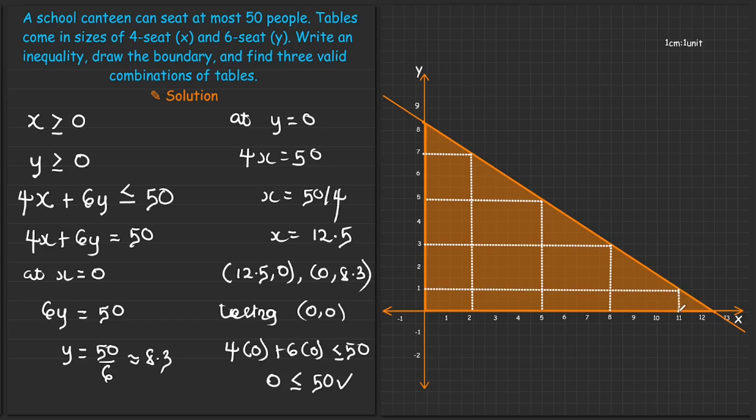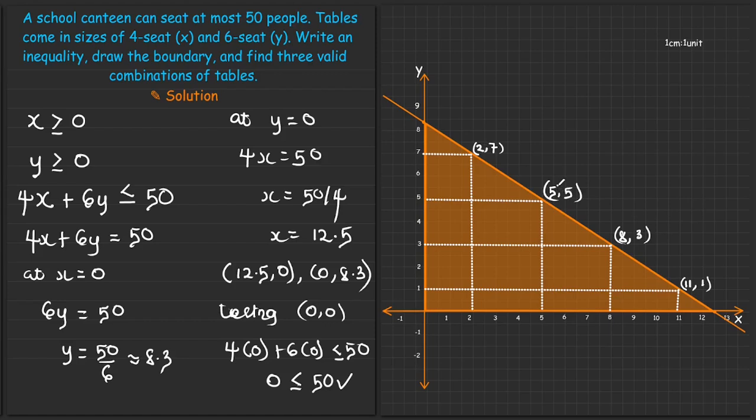You see, so these numbers you have here, if you would remember, we said the x was for the 4-seaters and then the y was for the 6-seaters. So these numbers simply mean if you have 2 of the 4-seaters and then 7 of the 6-seaters, you can actually fill up the canteen. If you have 5 of the 4-seaters and then 5 of the 6-seaters, you can also fill up the canteen. If you have 8 of the 4-seaters and 3 of the 6-seaters, you can also fill up.